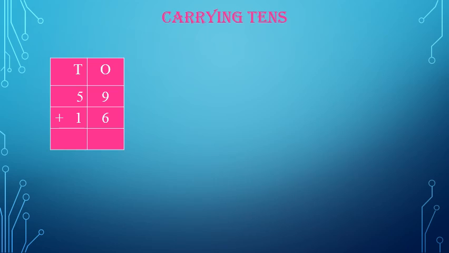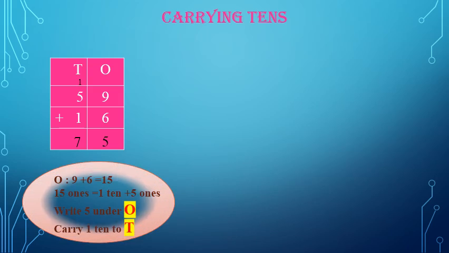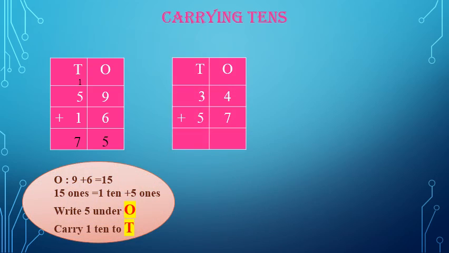So what is your answer? 15. 15 means 1 ten and 5 ones. So write 5 in ones column and 1 is carried over to the tens column. So 5 plus 1, 6. 6 plus 1, 7. So what is your answer? 75. Let us see one more example.